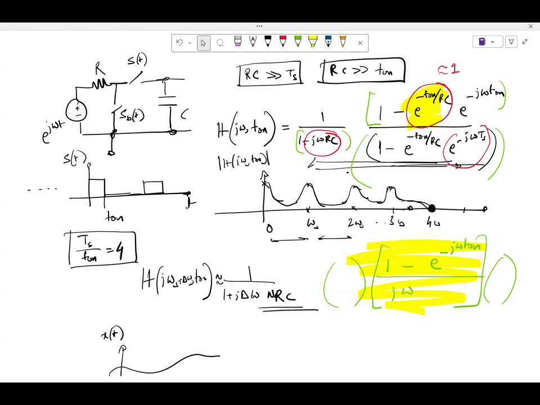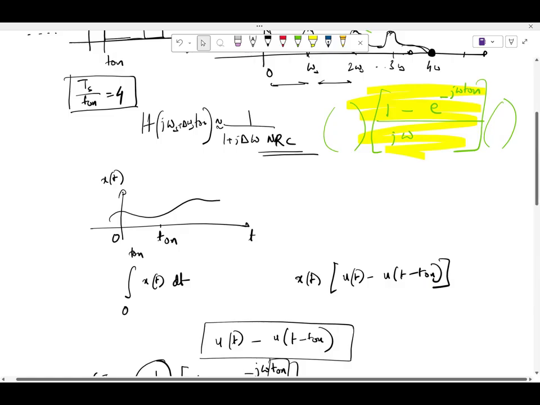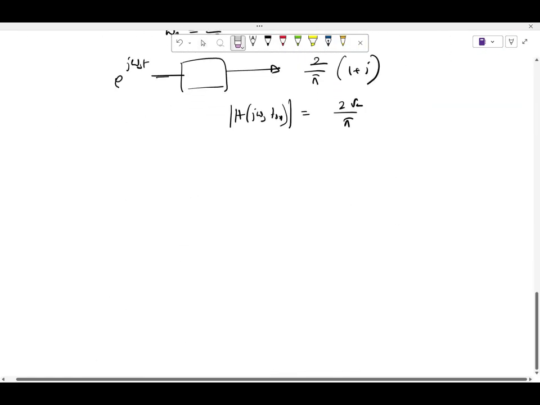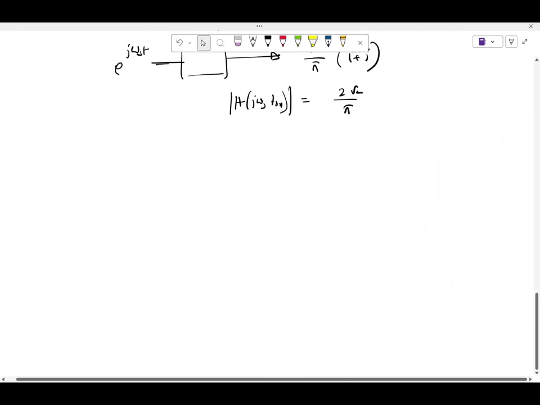So note that what we have done till now, in order to find this, is we tried to find out the impulse response at one particular time, right? It is almost saying that H of j omega T on is nothing but I sampled the envelope at that particular time T on. Okay. So now I'll take you back to some basics.